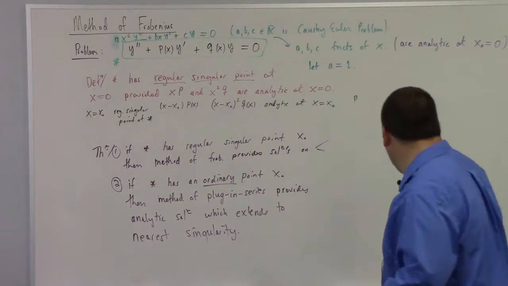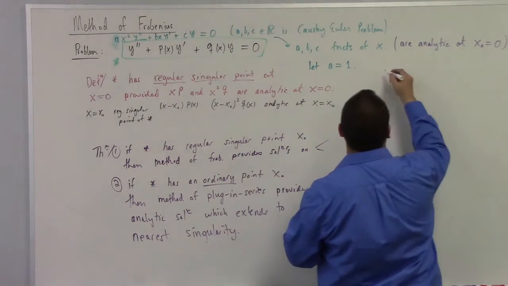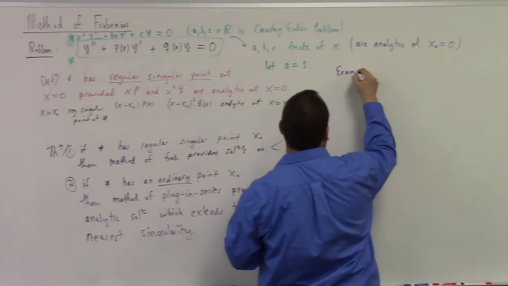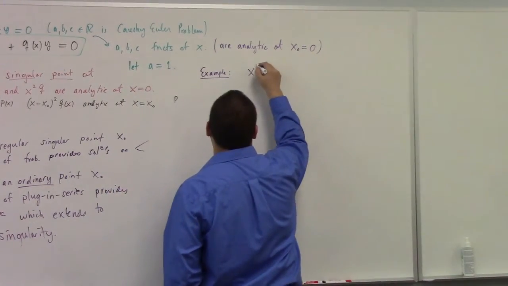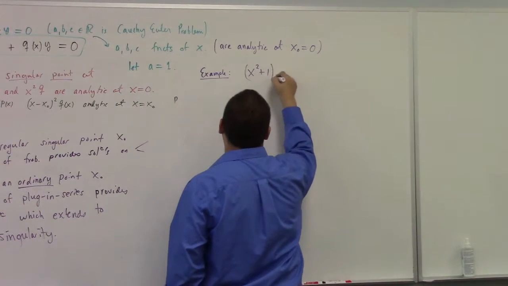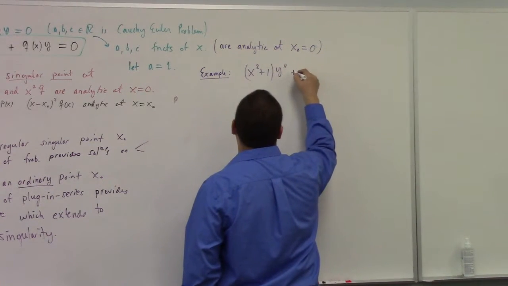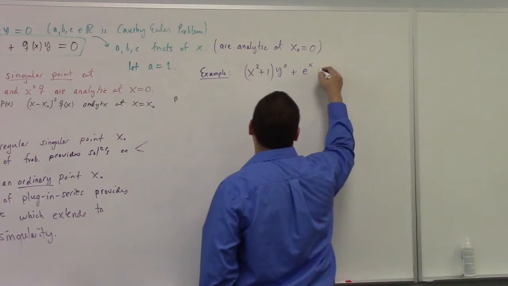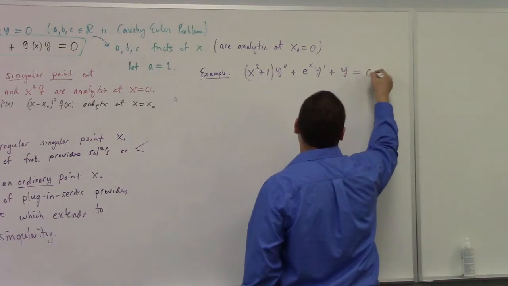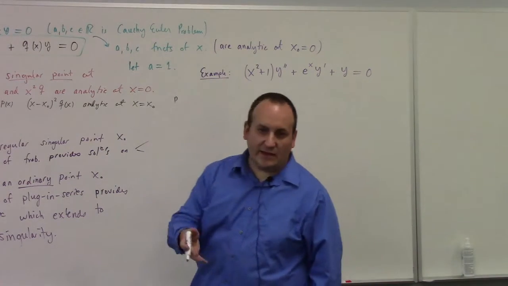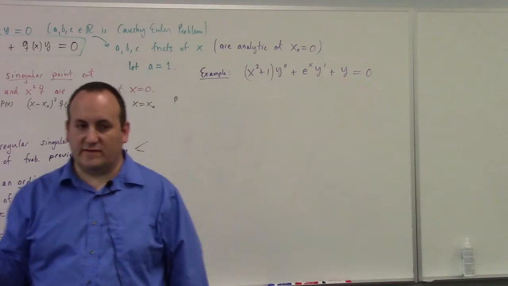Let me show you an example. If we have x squared plus 1, y double prime, plus e to the x, y prime plus y equals 0. And by the way, this whole chapter is just on the second order problem.